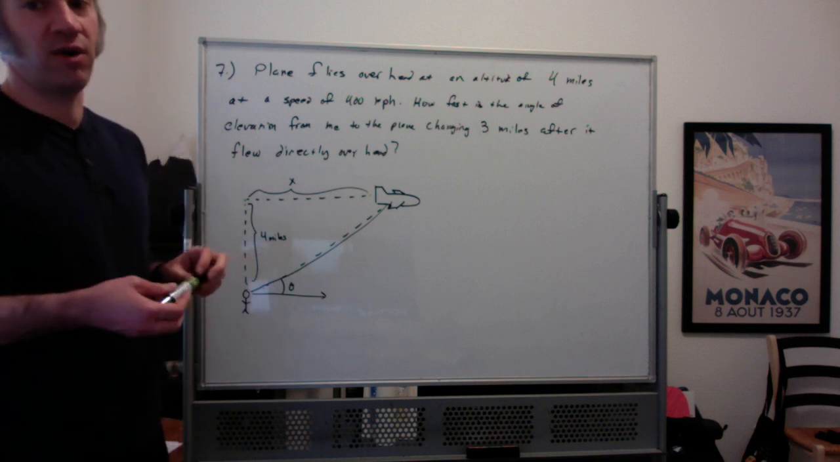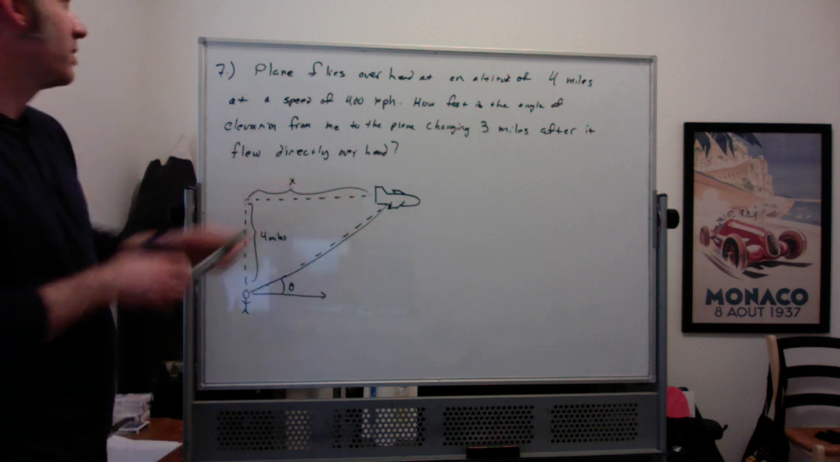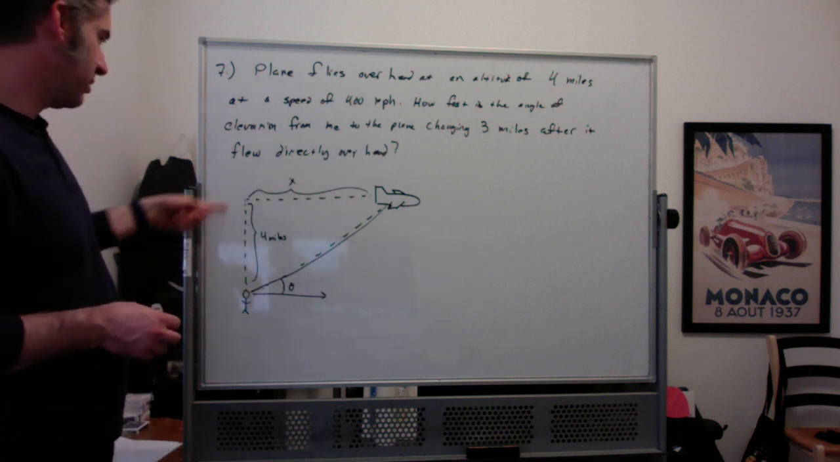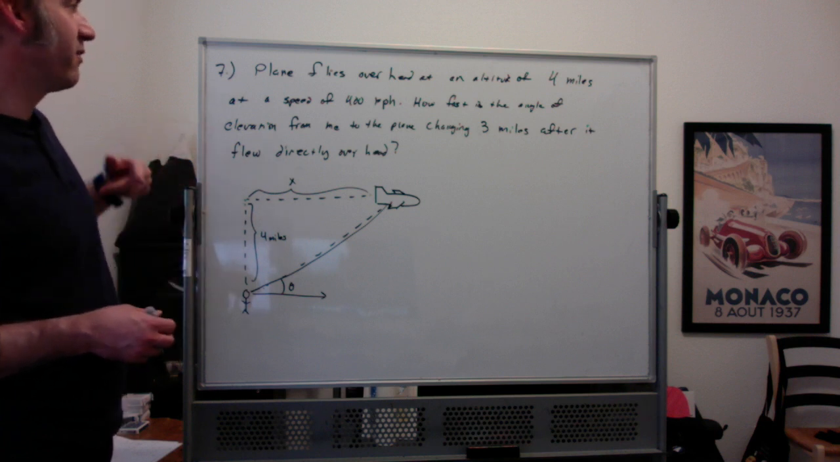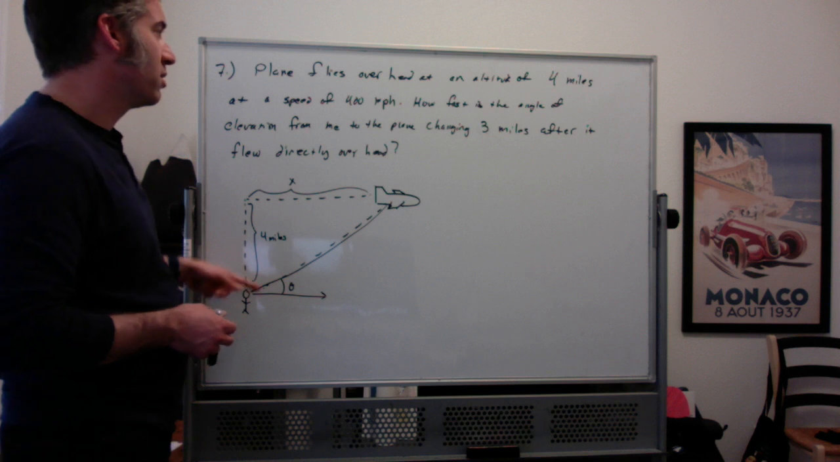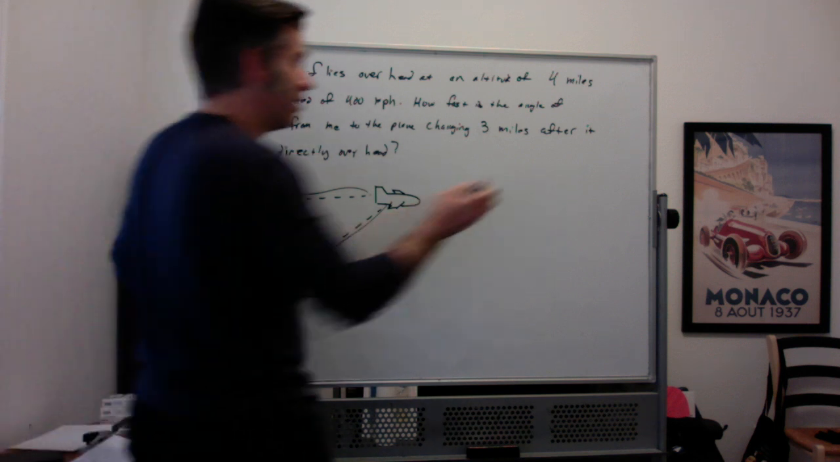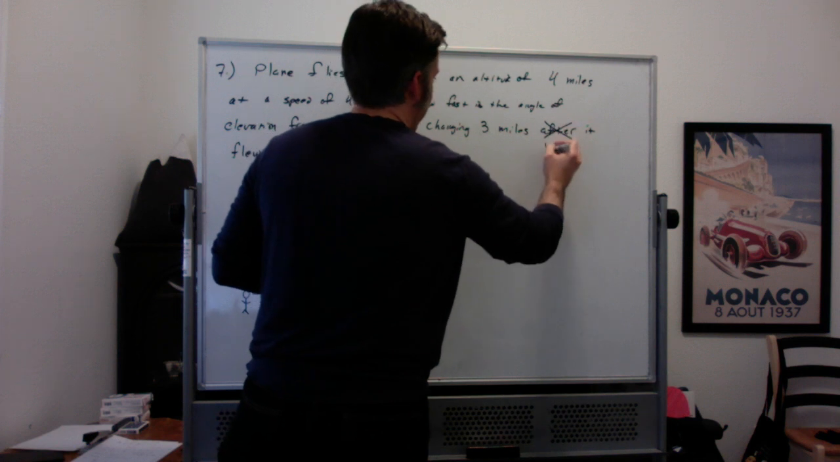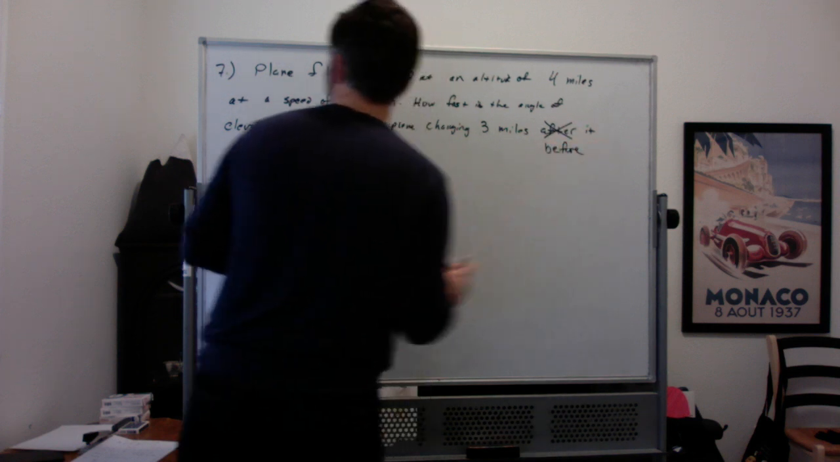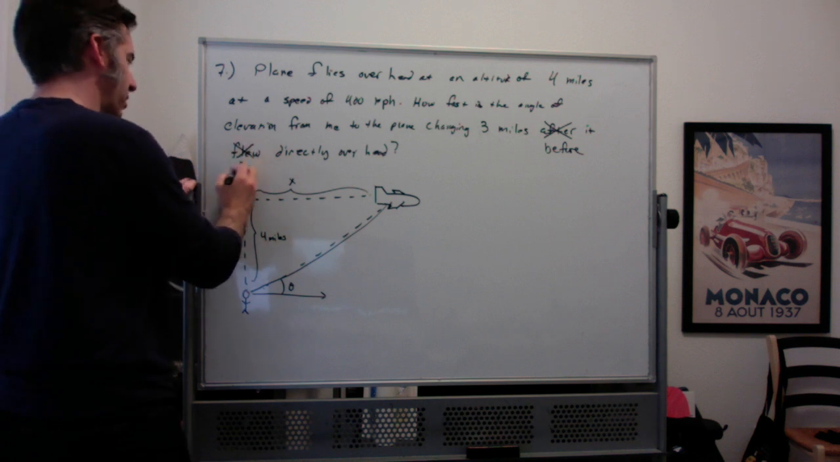Oh, so I've kind of drawn this slightly backwards. That's okay. So here's what I've said. Plane flies overhead at an altitude of 4 miles, so this is 4 miles, at a speed of 400 miles per hour. How fast is the angle of elevation from me to the plane changing? 3 miles. I should have said before it flew directly overhead. Before it flies directly overhead.